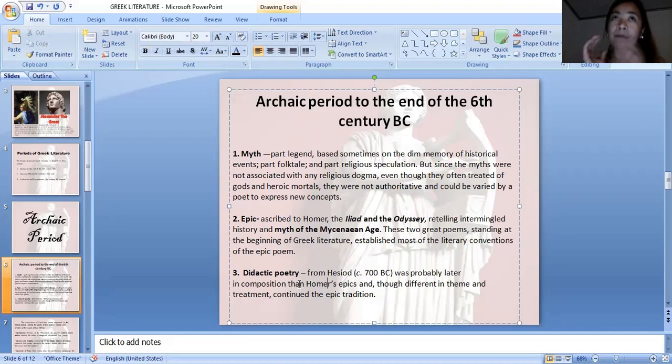So didactic poetry, type of writing a poem. Okay, kung paano siya sinusulat. Si didactic poetry.